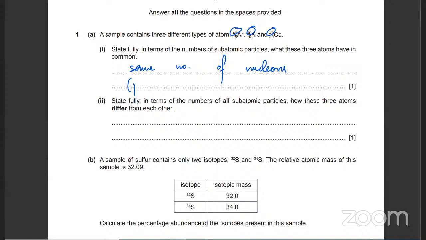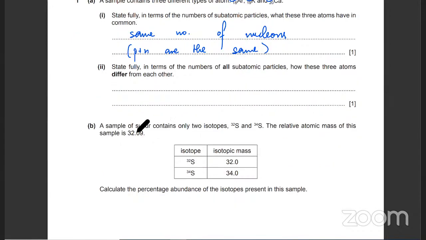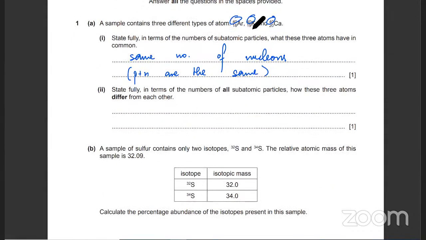So protons plus neutrons are the same. I think they all have different numbers of protons and different numbers of neutrons, but the sum of the protons and neutrons is the same. Specifically, in terms of the number of subatomic particles, how do these three atoms differ from each other? They have different numbers of protons, different numbers of neutrons, and also electrons as well. All three are actually different.